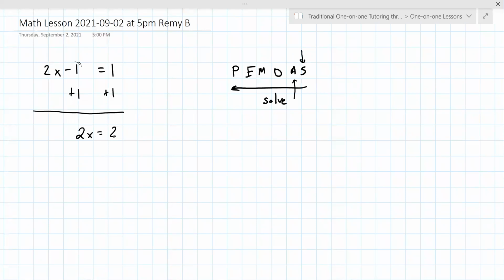Yeah. Okay, so here 2 is multiplying, so you undo it with division. Oh, division, yeah. So you divide by 2, divide by 2. So x equals 1. Yeah. Okay, let's do number 2.